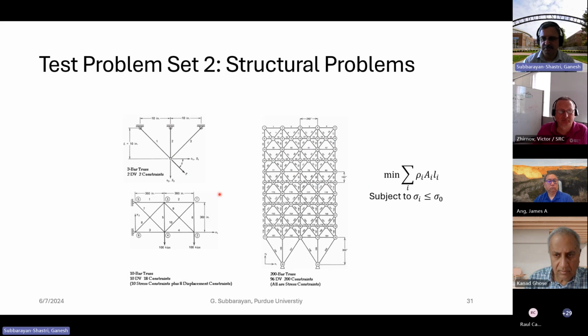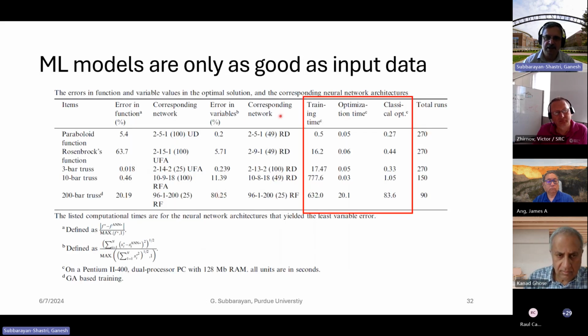We also have other types of test problems, structural problems, because these are more physical. And so I'm going to show you how well machine learning models do on these problems. So here's a paraboloid function. Here is the error in the function obtained when using the machine learning model as a surrogate for the exact function. This is the neural network that was used.